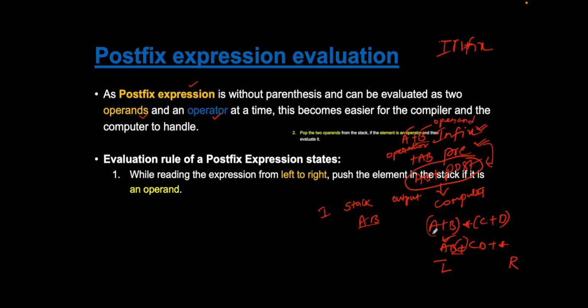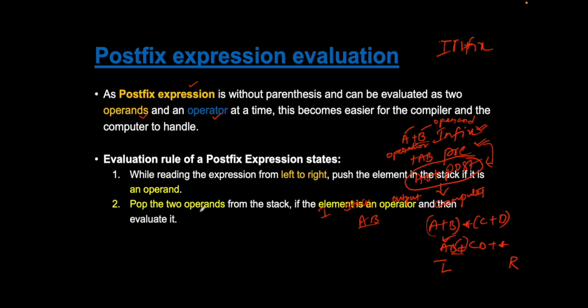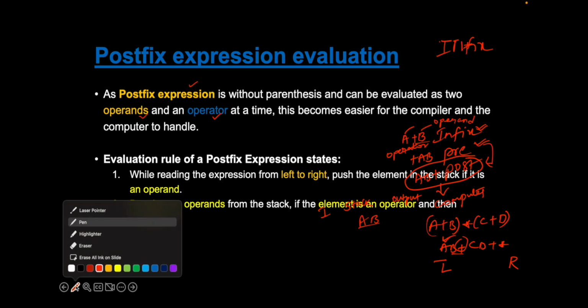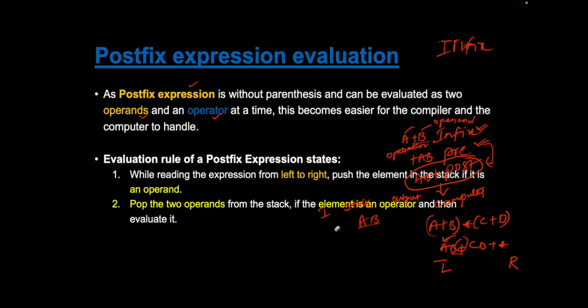What to do here? If the element is an operator, we pop the two operands from the stack. What do we have to do if the element is an operator? In that case, we need to pop the first two elements.